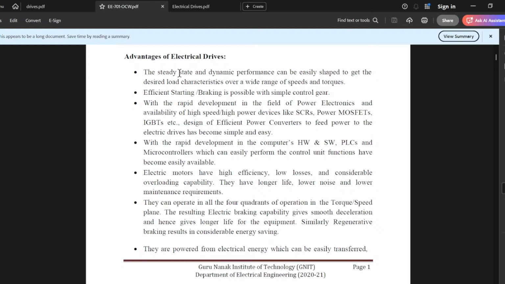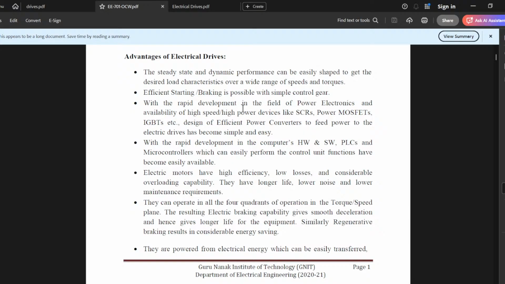If not, steady state is when you start a motor, the voltage strikes to what it should be, then gets back down, then it takes time to get to a constant level. And that level, when it reaches there, is called a steady state. And dynamic performance is when it's in motion. So the steady state and dynamic performance can be easily shaped to get the desired load. Yes, we can control the steady state value, and the dynamic performance is the speed and torque. So it can be easily shaped to get the desired load characteristics over a wide range.